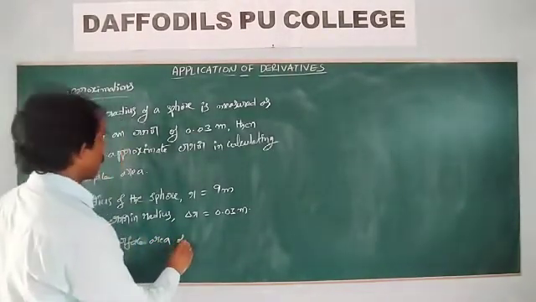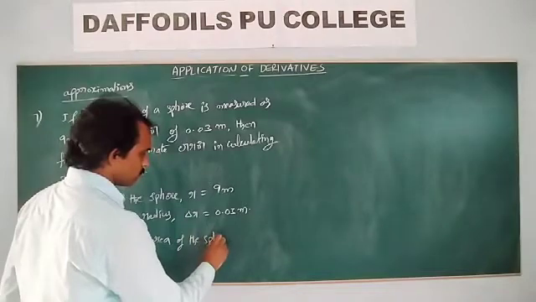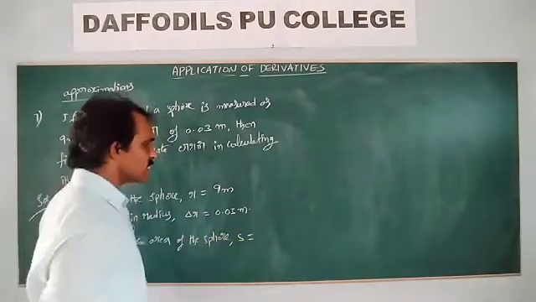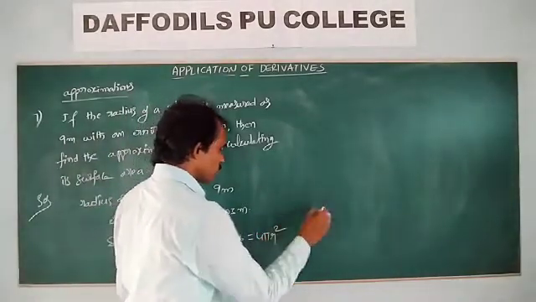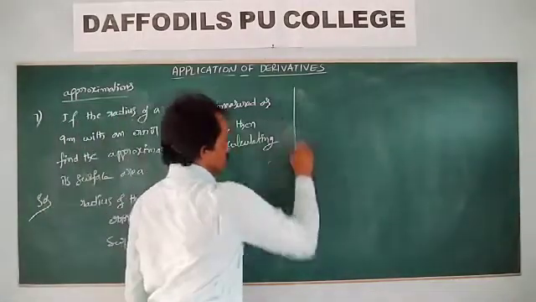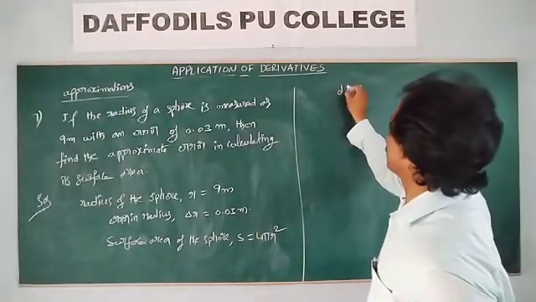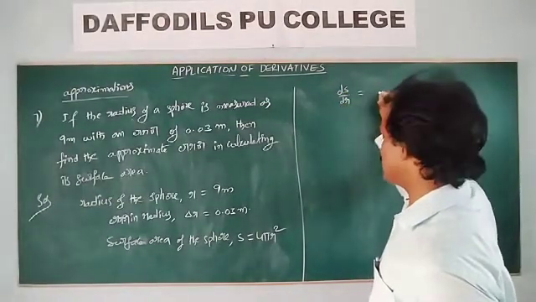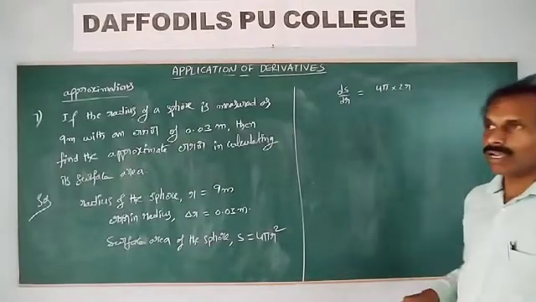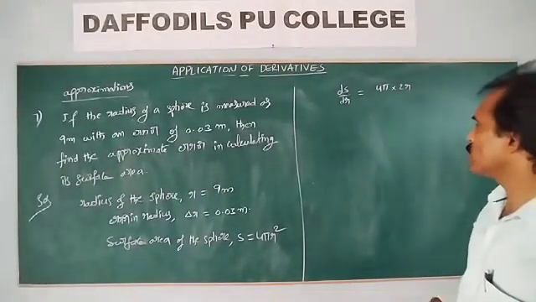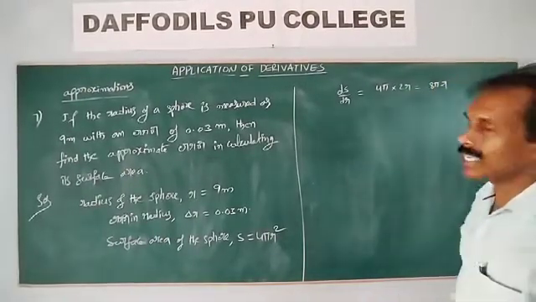Surface area of the sphere S. What is the formula? Surface area of the sphere is S is equal to 4 pi r square. Differentiate with respect to r: dS by dr is equal to 4 into pi constant into 2r. The derivative of r square with respect to r is 2r. So that is equal to 8 pi r.